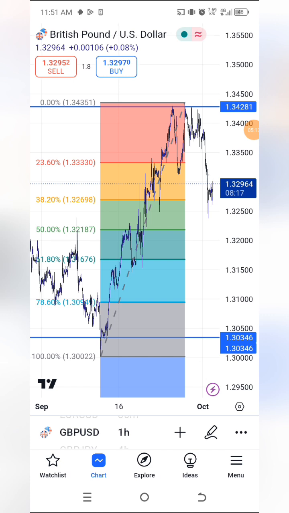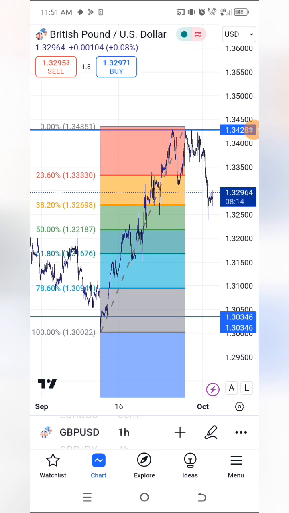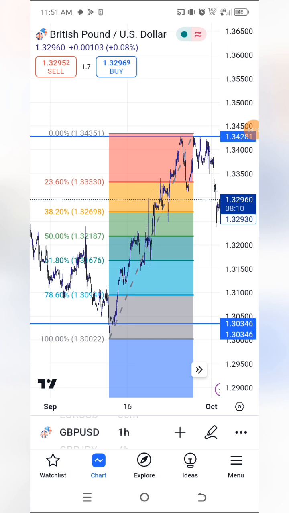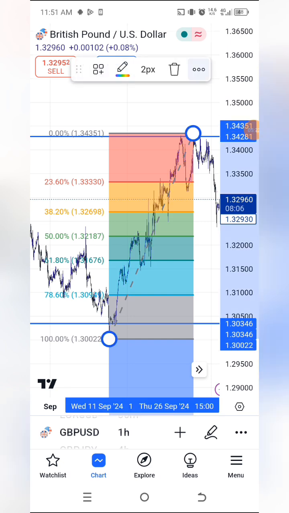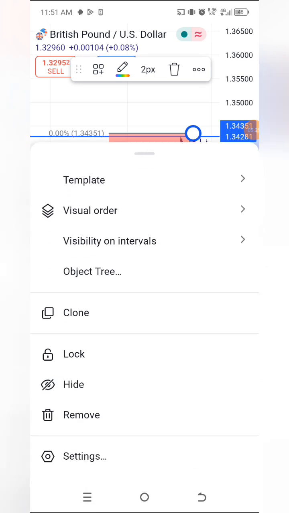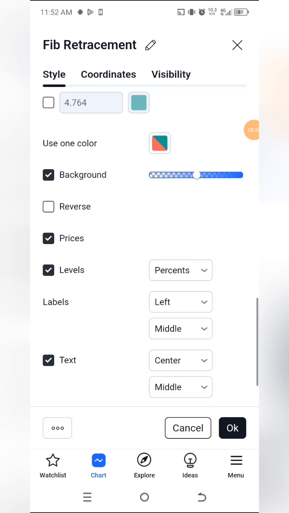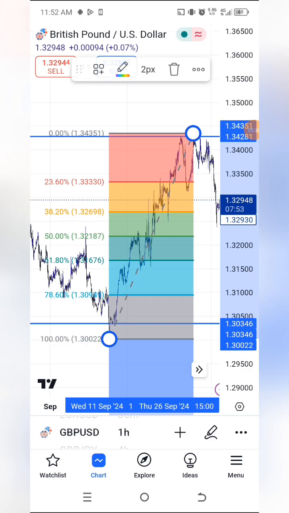So for this retracement, I'd already set mine, that's why you're seeing them in percentages, but for yours it may come with those values, but you can always just tap on it and then come under settings and then change them to percent. So just scroll down here under this percent, it may bring values at first, but you just change to percents and you're good.